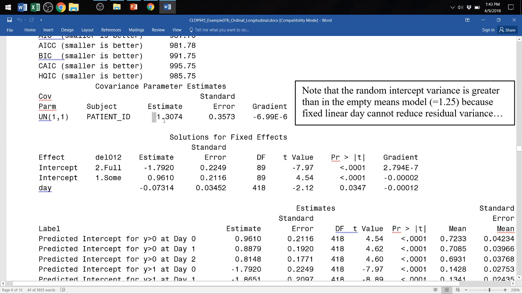And we'll notice here, too, stop by the random intercept variance. Day should have explained residual variance, but it can't. So that means random intercept variance has to go up. So the model has changed scale on us.